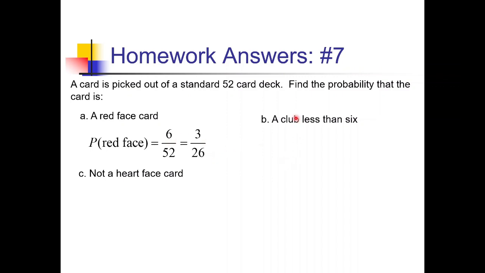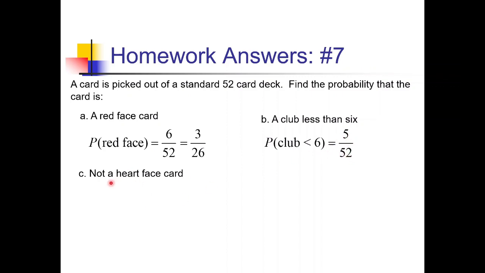Next up, we want a club that's less than 6. Well, there's 13 clubs, and less than 6 means ace, 2, 3, 4, or 5. The ace counts as a 1. So that's a total of 5 out of 52 total, which we can't reduce. So that's just going to be our answer.